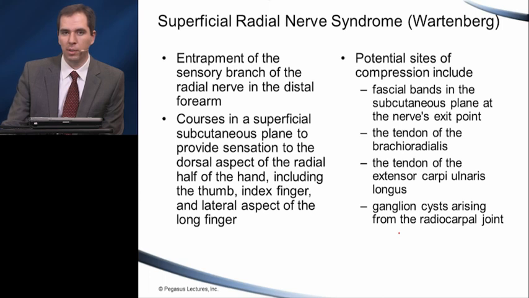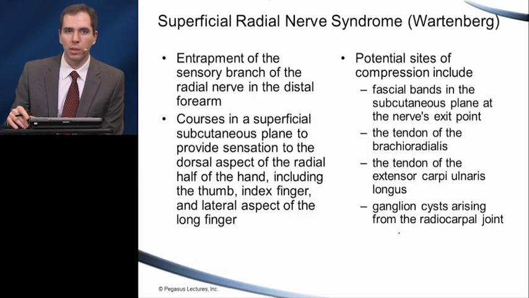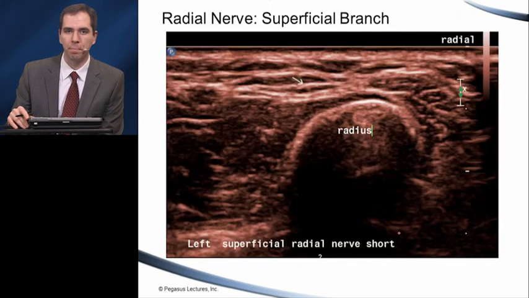The potential sites of compression are fascial bands at the nerve's exit point in the subcutaneous plane, the brachioradialis tendon, the extensor carpi ulnaris tendon, and ganglion cysts arising from the radiocarpal joint. It can also be injured during venipuncture because of its location adjacent to the cephalic vein.